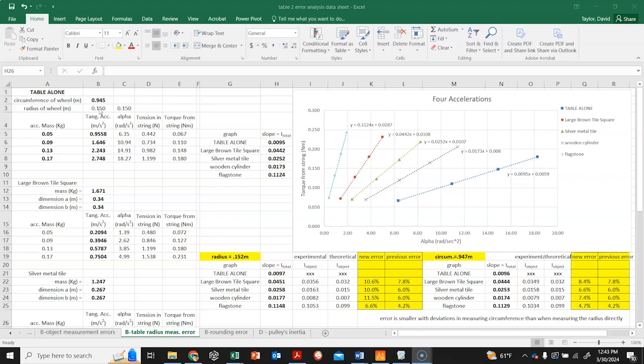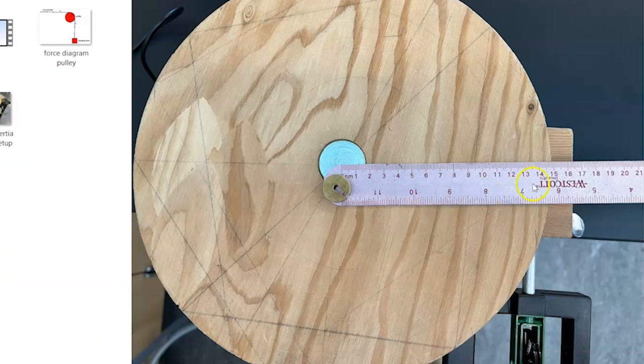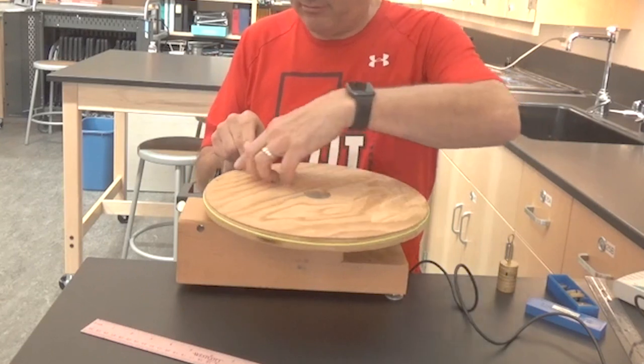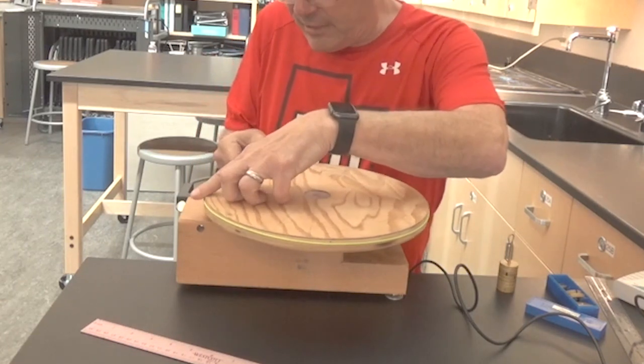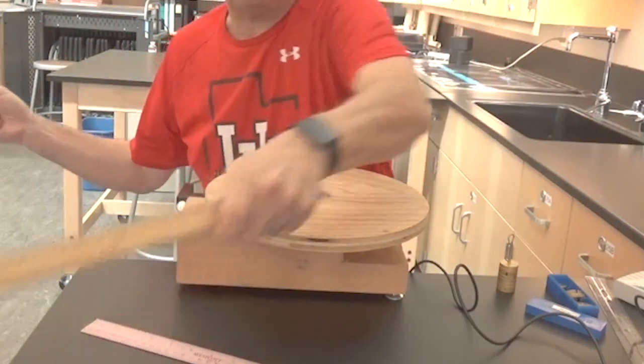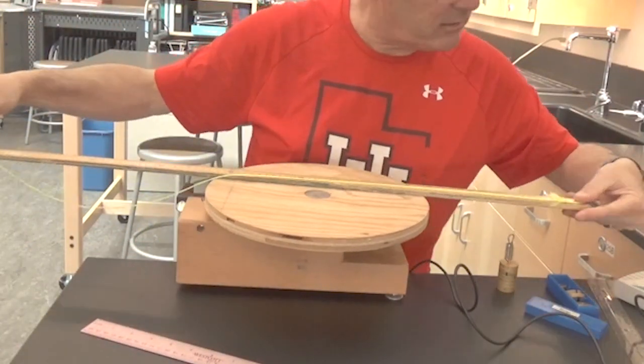And why do we choose to do it that way? Well, if you look here, this is how you would measure the radius itself. You can see the challenge is trying to get the 0 point at exactly the center of the wheel. And you can see the millimeter markings on the ruler. You know, it'd be very possible to be off by a millimeter or two to find the exact center of the turntable. So it's much easier to take a string and wrap it around the circumference of the turntable, find its circumference, and then divide that by 2 pi to get your radius.